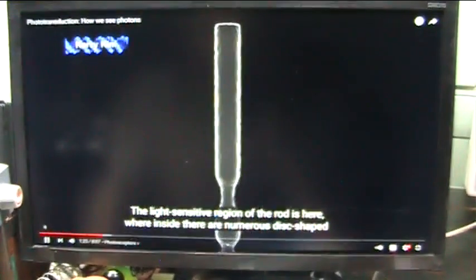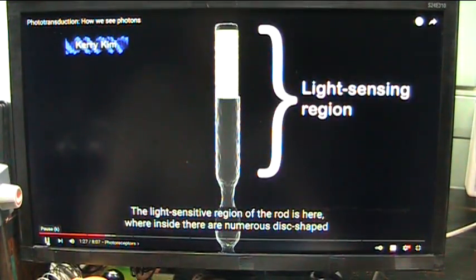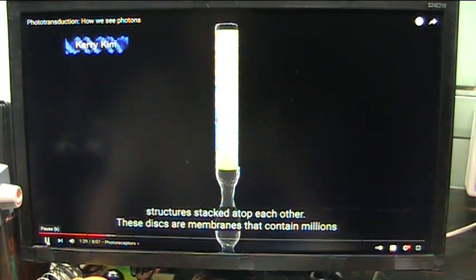The light-sensitive region of the rod is here, where inside there are numerous disc-shaped structures stacked atop of each other.